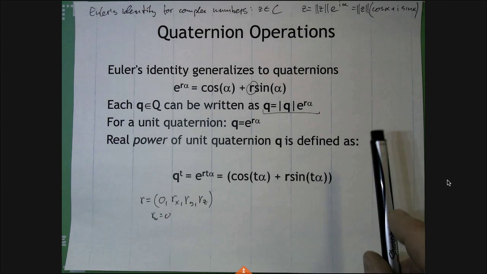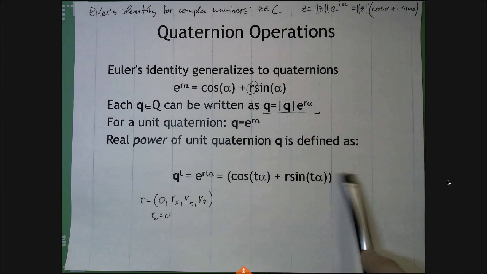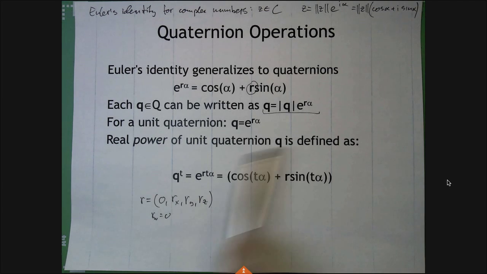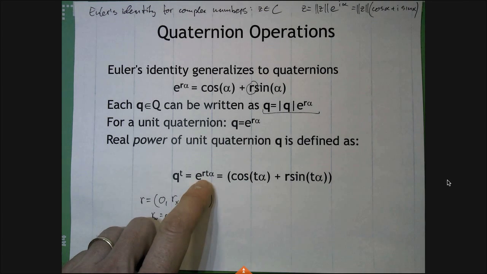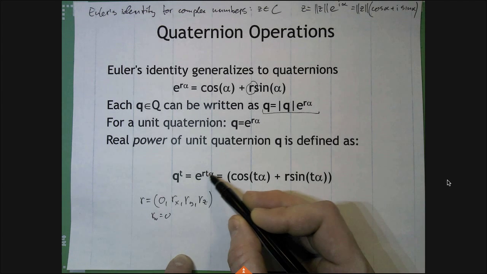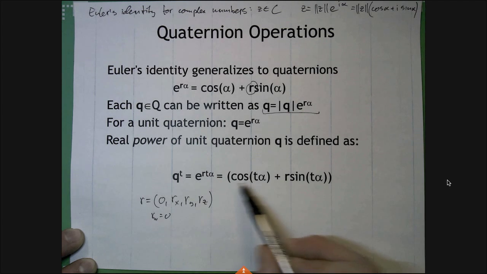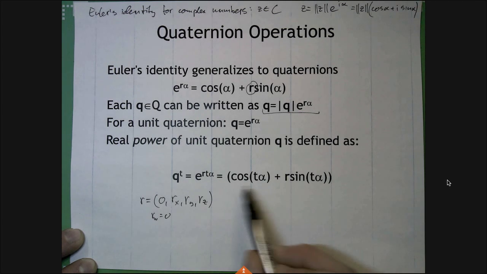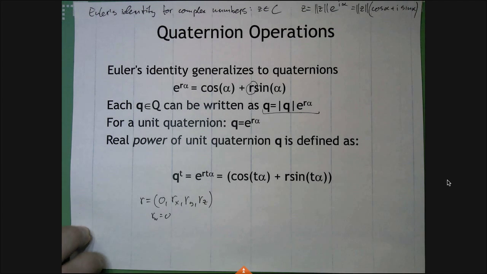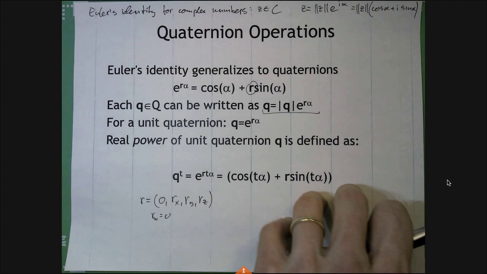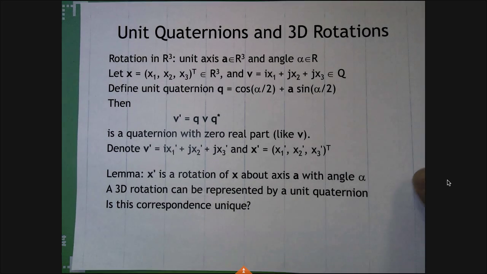And this will be useful for slerp later, but we can start by defining the power, and let's just do unit quaternion. If it was not unit, it would be a simple generalization of that. So the power means that you just multiply whatever is in the argument here. So you just essentially multiply the angle alpha there. So if I do the power to t, I will just get cosine t alpha plus R sine t alpha. I guess this will make a little more sense after I connect it to rotation.